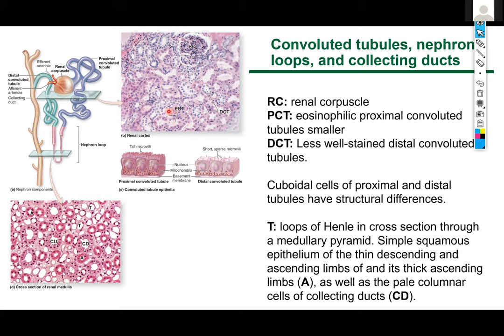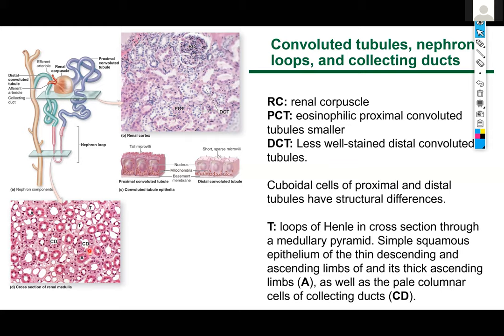So my typical advice if you're trying to distinguish between two things in histology that are really similar is make sure that you're versed in more than one visual cue so that if one is confusing to you, you can rely on another one. So down here, we've got thin sections of loops of Henle, which look like that. And then also thick ascending limbs, which are simple cuboidal.